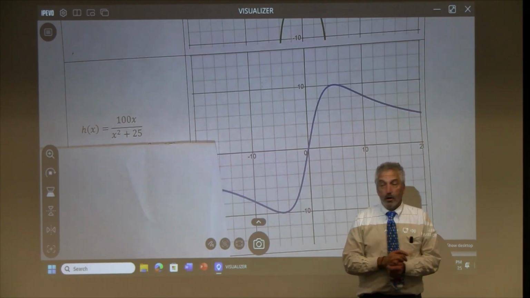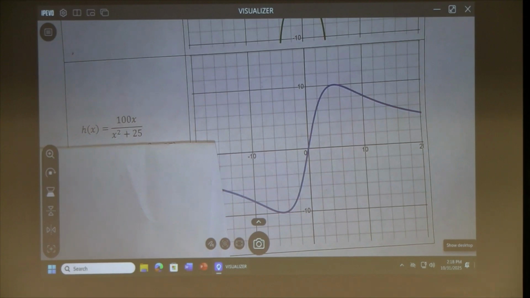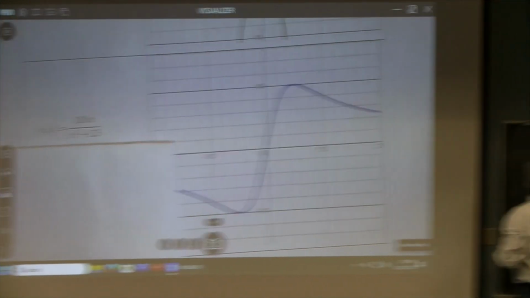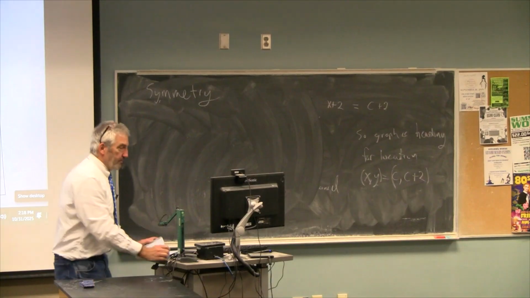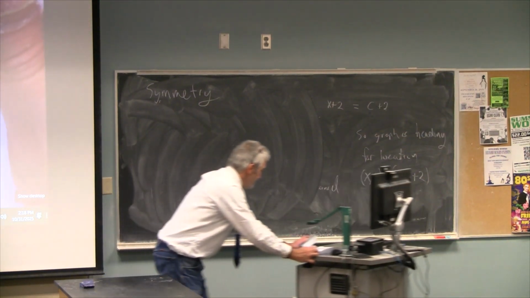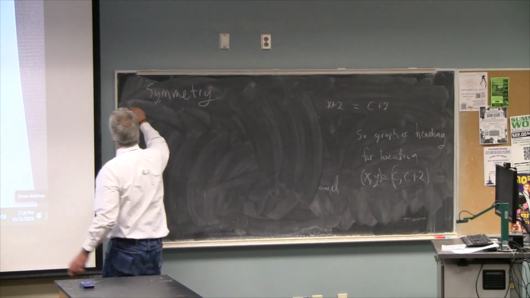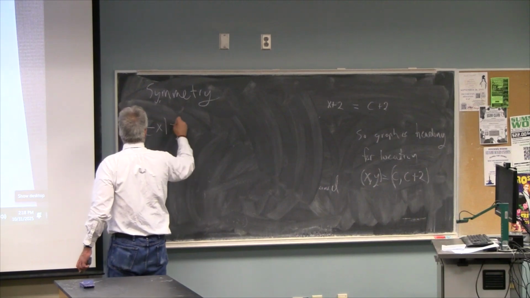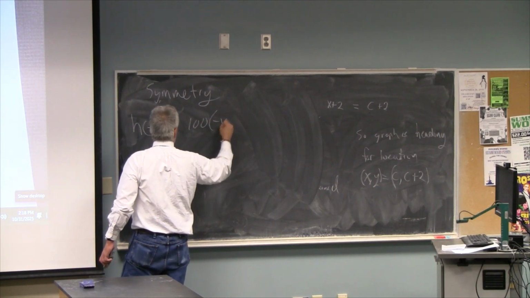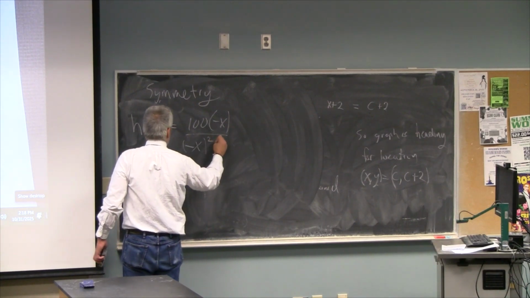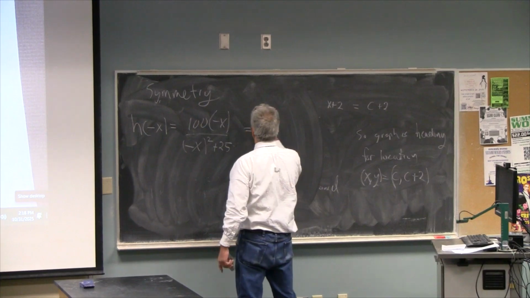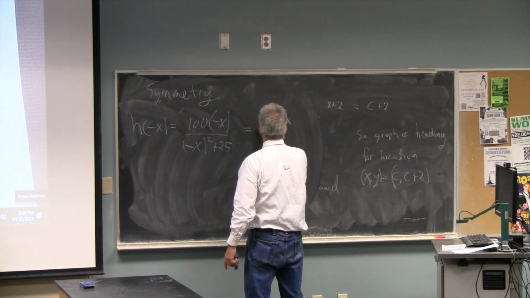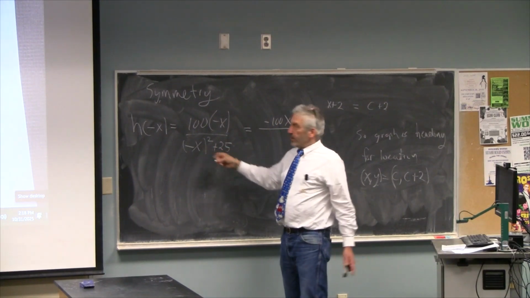Now, this is cool. Symmetry. We want to investigate what happens when I replace the symbol x with the symbol minus x. So h of minus x is going to be 100 times minus x over minus x squared plus 25. But that minus can come out front. And in the denominator, minus x squared is just the same as x squared.